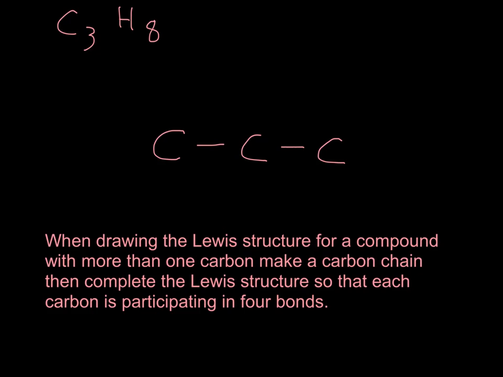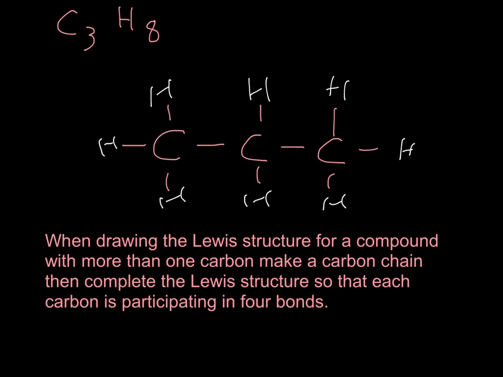So we drew our carbon chain for our propane, then we want to complete it so that each one is completing 4 bonds. This carbon has 1 bond, 1, 2, 3, 1, 2, so that we've got 1, 2, 3, 4, 1, 2, 3, so 1, 2, 3, 4. And then everything else is going to be hydrogen at the end of one of those bonds, because that's all we've got left. So that's what you do when you're faced with multiple carbons.